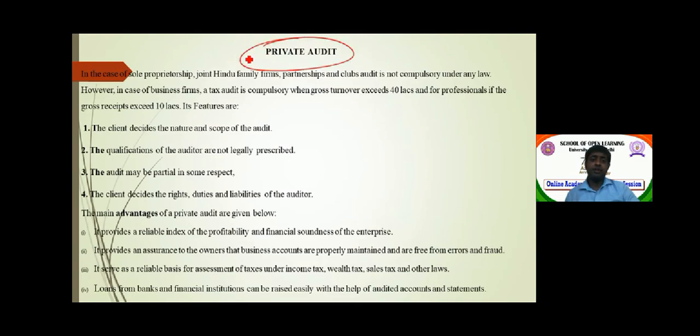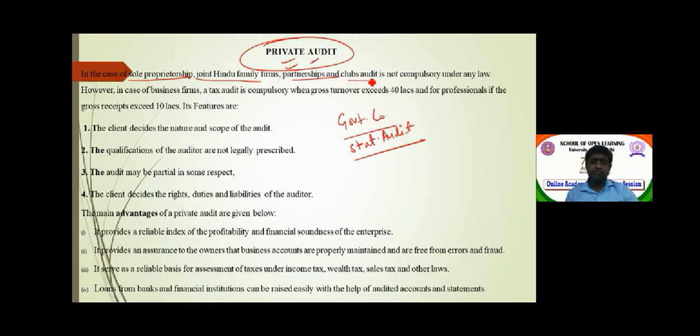Private audit. Now, what is this private audit all about? Those institutions that are neither covered under the category of government company nor covered under statutory audit are going to be covered here in the case of private audit. So, for example, the sole proprietorship, joint Hindu family firms, partnership, club audit.